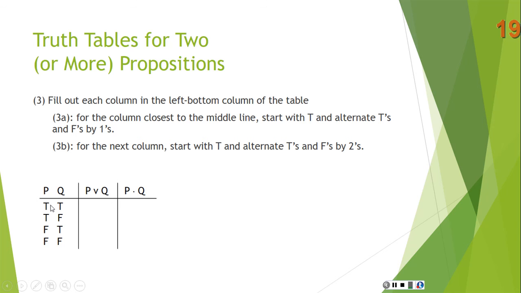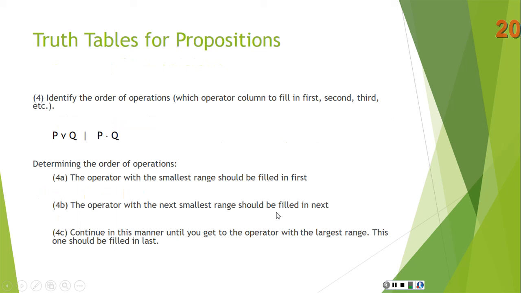And for the next column, start with T and alternate T's and F's by 2's. T, T, F, F. That's how we fill out this one. We don't need the 8 lines because there are only 2 component statements, which gives us 4 possibilities for the assignment of truth values to these simple statements. What do we do next? We identify the order of operations for the statements. So we identify the order of operations for this one and then the order of operations for this one.